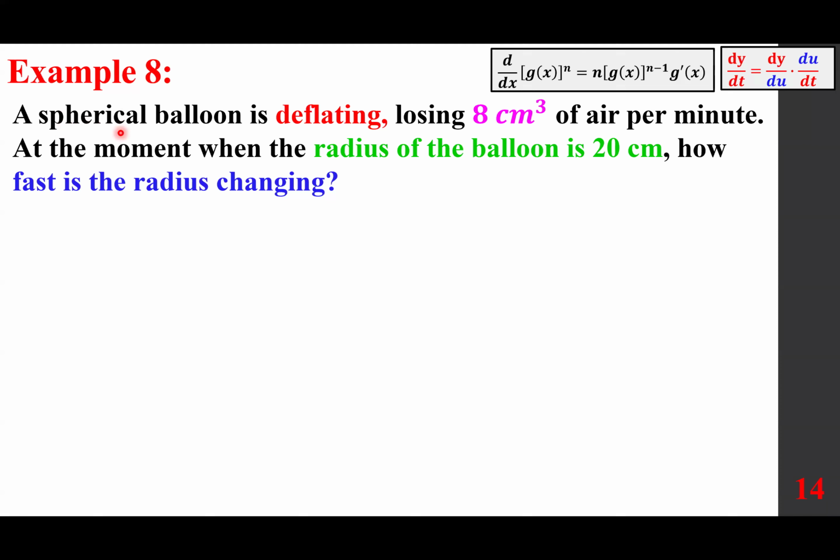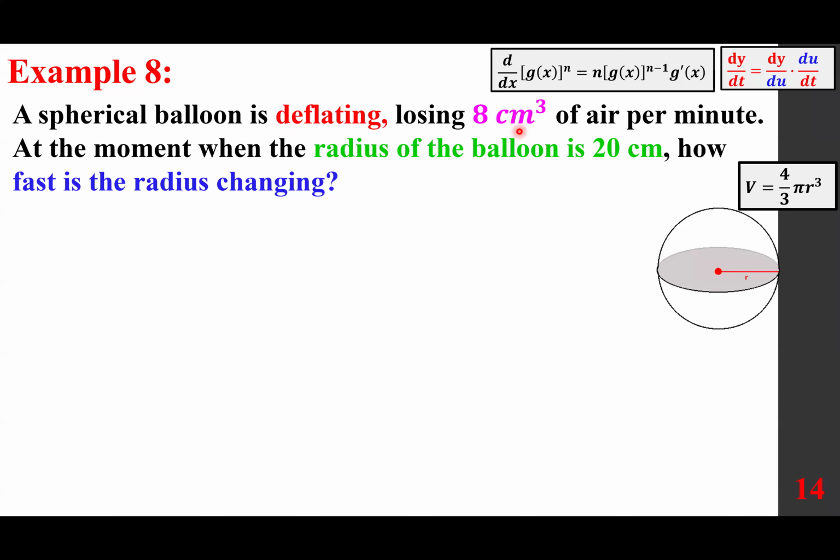Example number 8, a spherical balloon is deflating, losing 8 cubic centimeters of air per minute. At the moment when the radius of the balloon is 20 centimeters, how fast is the radius changing? Again, reminding you of what we did in the very beginning. Here's a spherical shape with the volume of 4/3 pi r cubed, we should know. So the volume is 4/3 pi r cubed, and it's deflating. That means dV dt is minus 8 cubic centimeters per minute.